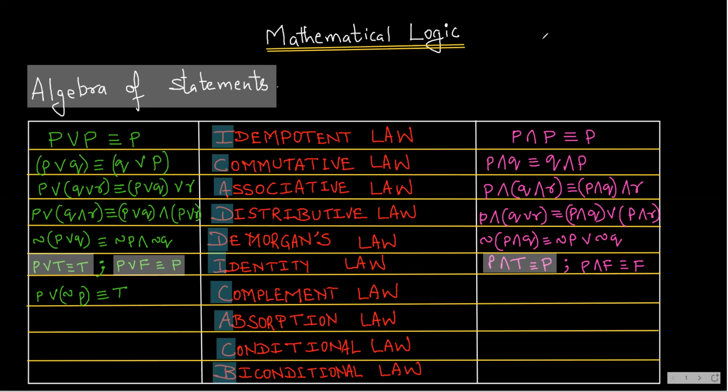And on the other side, you will write P and negation P. P and negation P will always be false.